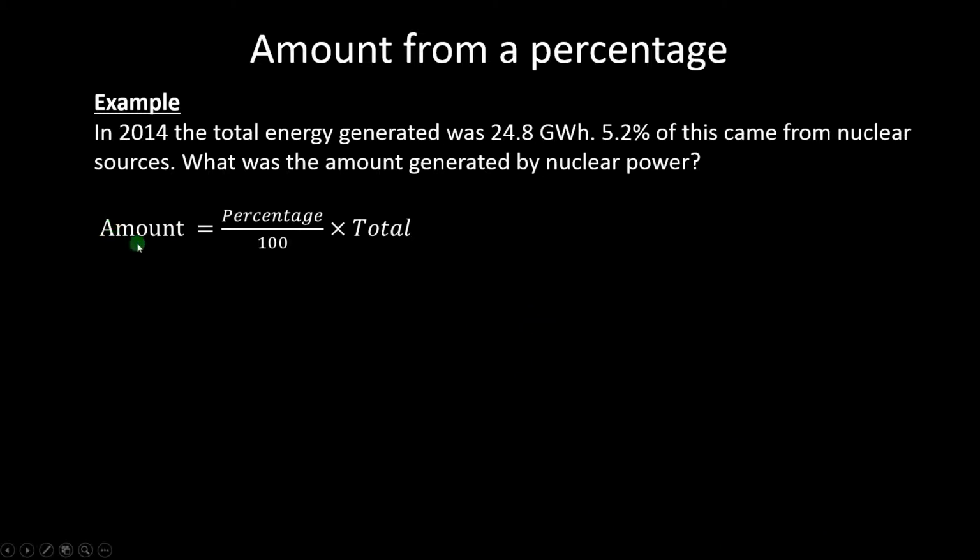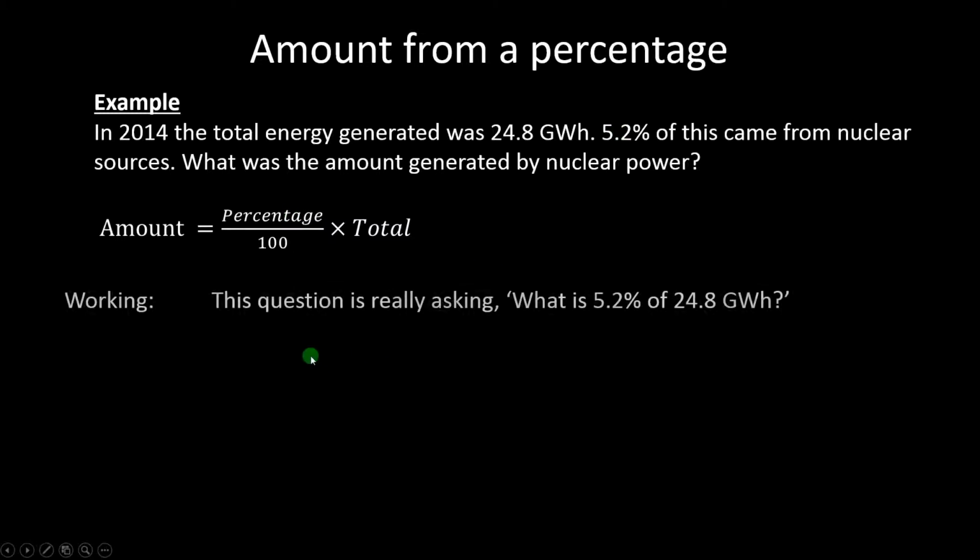Well, you can rearrange the original formula to get this formula now, which is that the amount generated is going to be percentage divided by 100 times the total. So again, we just make sure we put the numbers in the right place, and if we do that for this example, what it's really asking is what is 5.2% of 24.8 gigawatt hours, because that's what we're doing. We're taking 5.2% of it from nuclear sources. So how much is that? And put the numbers through the formula. 5.2 over 100 times the 24.8 gives us 1.29 gigawatt hours generated from nuclear sources.